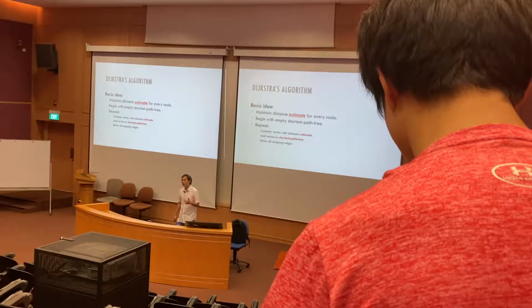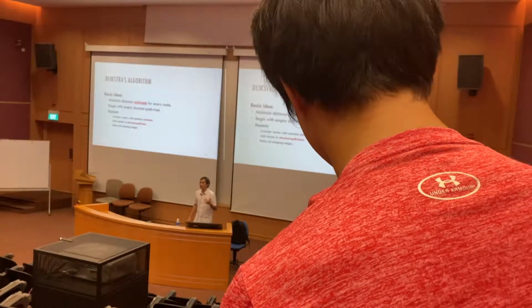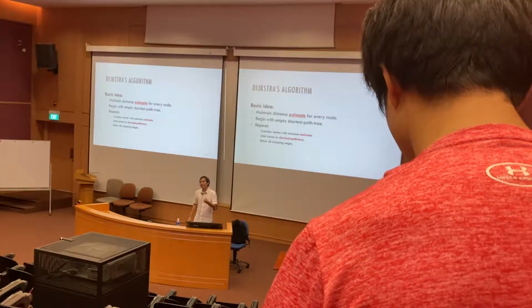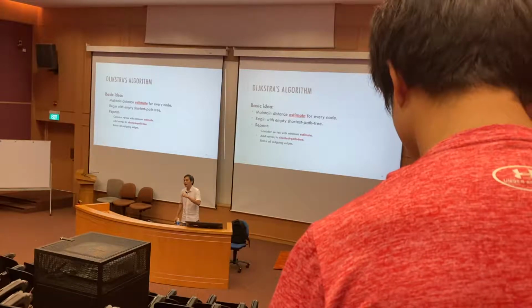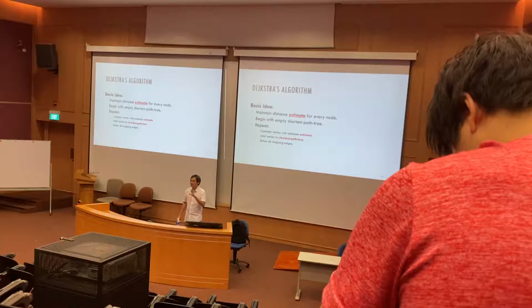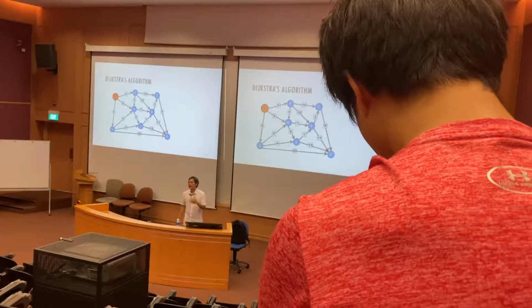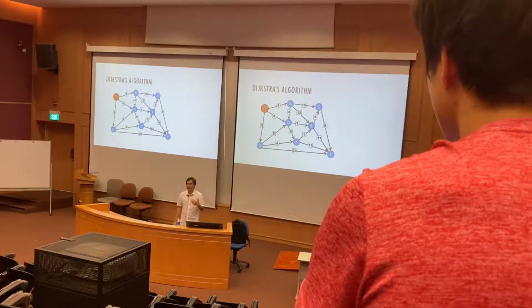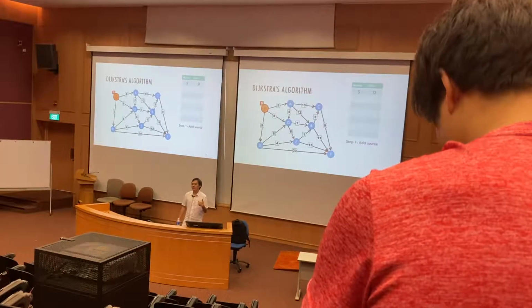So what we're going to do is consider the vertex with the minimum estimate. We're going to add that vertex to the shortest path tree, and then we're going to relax all the outgoing edges from that vertex. Let's see an example. I think an example will make things more concrete. So we start at S.